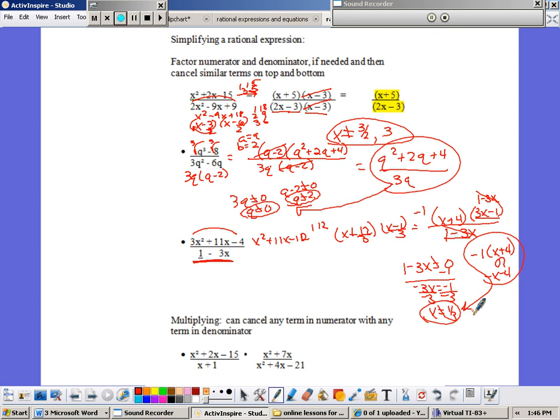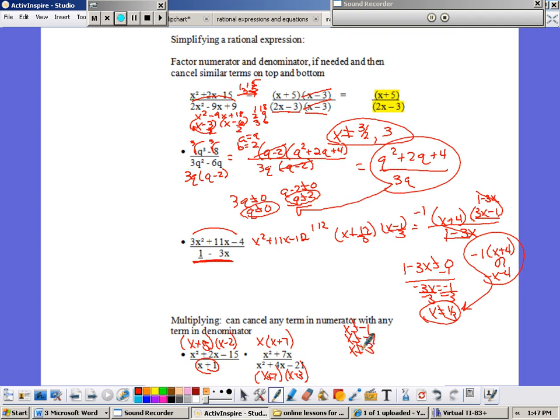Now, when we multiply, we do exactly the same thing. We factor the numerators and the denominators, we just have more factoring to do. So x plus 5, x minus 2. And x can pull out, so x plus 7. x plus 7, x minus 3. So I'm going to do my restrictions first. This cannot equal 0, so x cannot equal negative 1. This cannot equal 0, so x cannot equal negative 7. And this cannot equal 0, so x cannot equal 3.